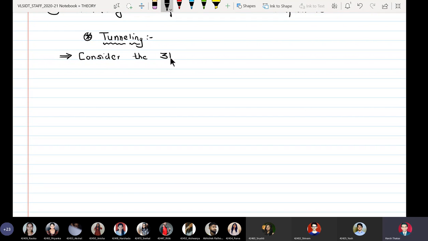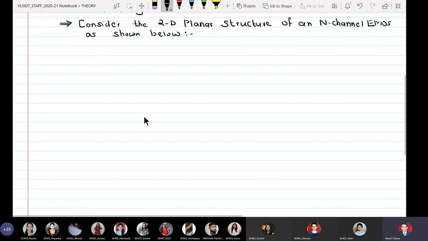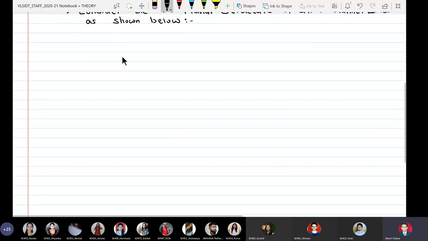Consider, not 3D, the 2D planar structure of an N-channel MOSFET as shown below. Okay.